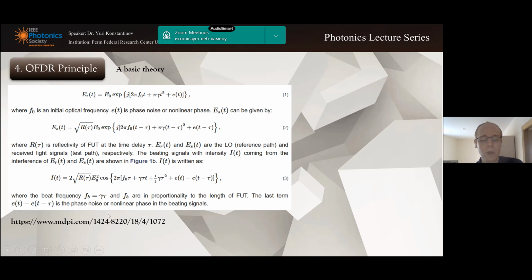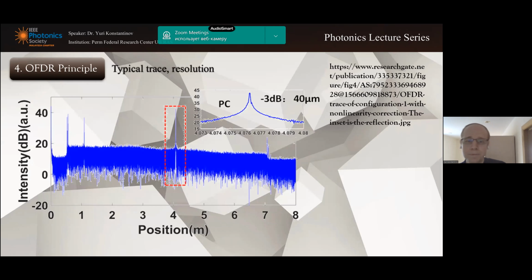We can see what happens at the typical OFDR trace, and what happens with the resolution. We can see the PC connection we talked about earlier, and how we can see it on the OFDR trace. It has 40 microns length. It's amazing, but how does it work?